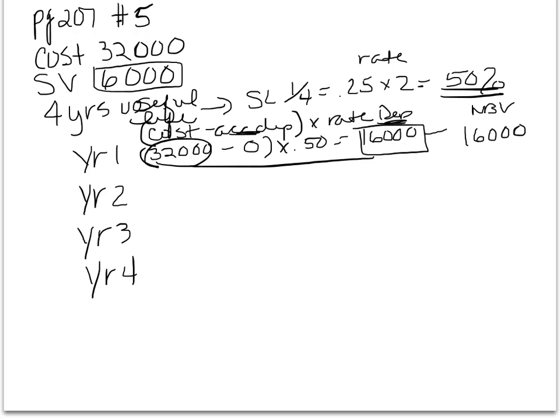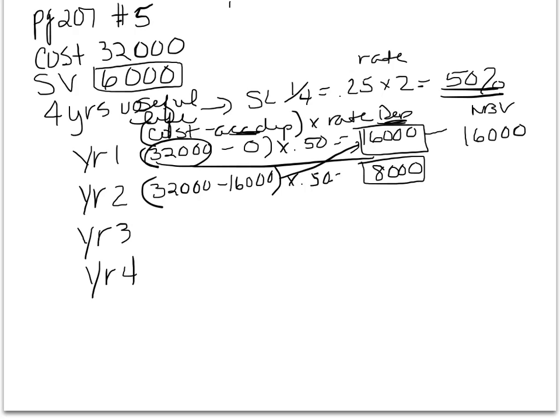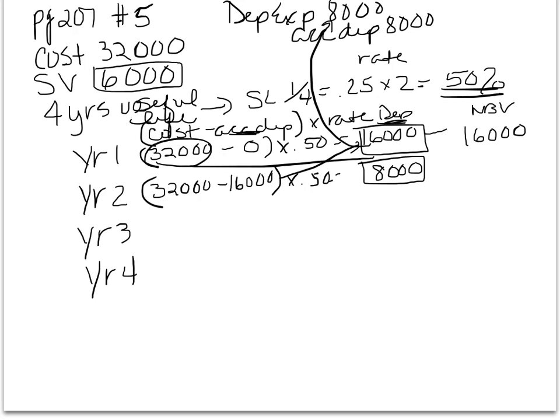When we go down here, we would then do $32,000 minus the accumulated depreciation, so you can see what that is from the previous year, times 50%, which would give us $8,000. So this year the entry would be a debit to depreciation expense for $8,000 and a credit to accumulated depreciation for $8,000. In the previous year, that entry would have been $16,000. Now our net book value is $8,000.